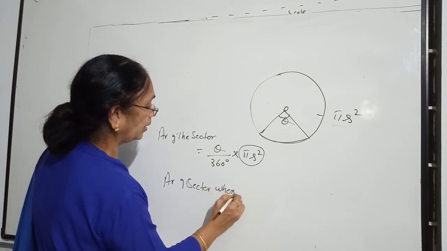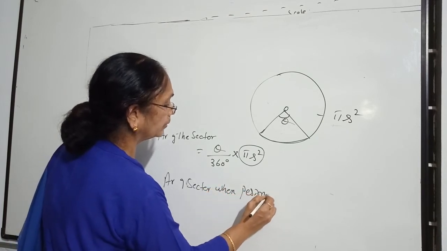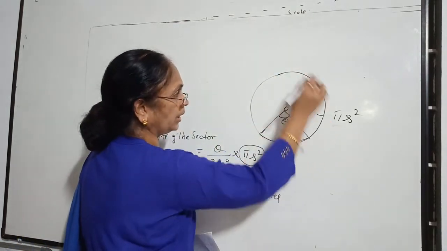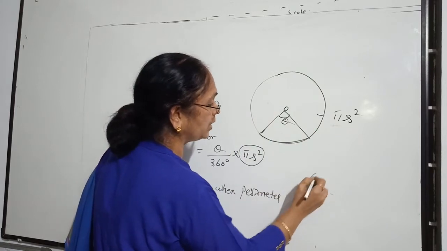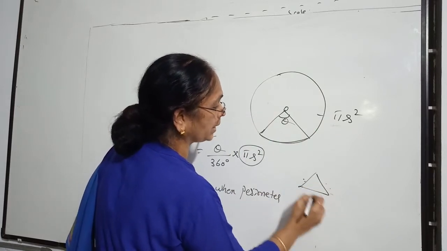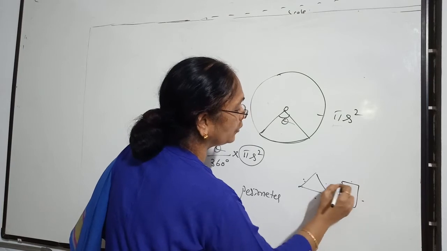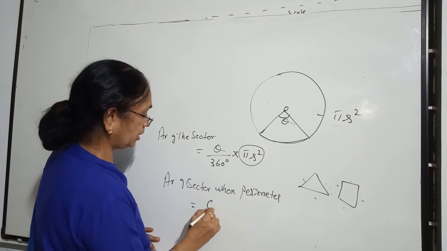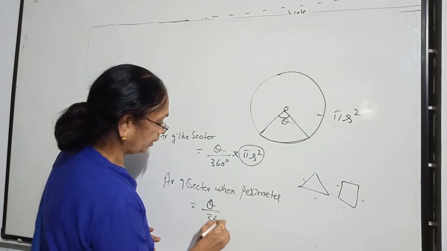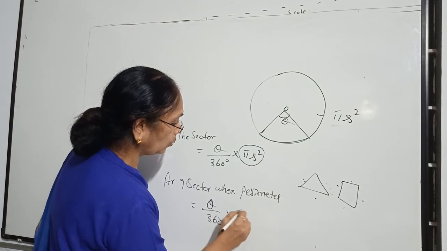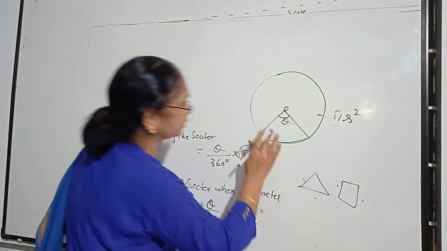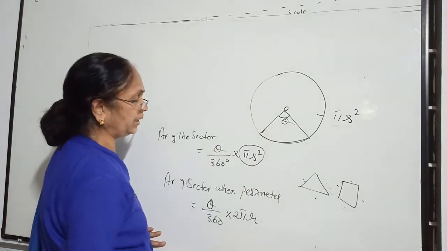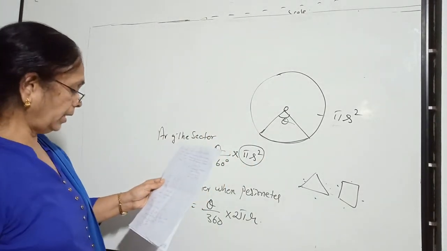So here, when the perimeter is given. What is the meaning of perimeter? The total length of the boundary of the circle. If it is a triangle, total sum of the sides. If it is a square, 1, 2, 3, 4, all the sides you add, that becomes the perimeter. So when the perimeter is given, it is theta by 360 into 2 pi r. So any question given on circles related to the centers, please apply the formula and write the formula clearly.